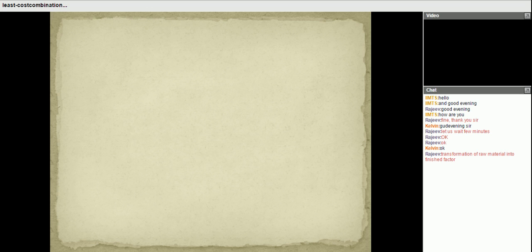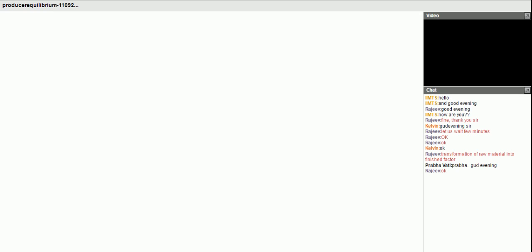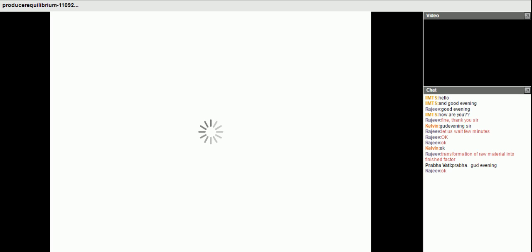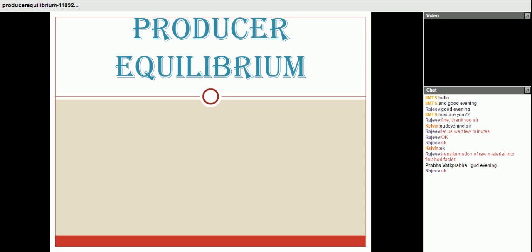So these factors are fixed in the short run but variable in the long run. So we have discussed one part of it in the previous session. You can just go through the previous recording and get hold of that. Now today we will be studying the second aspect of this theory, that is the producer's equilibrium, or rather the production function with two variable factors.